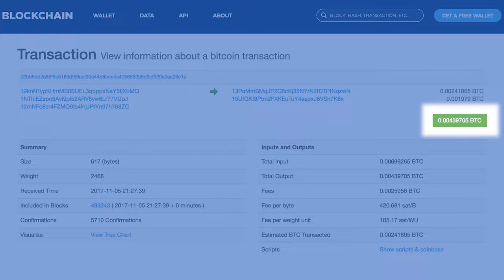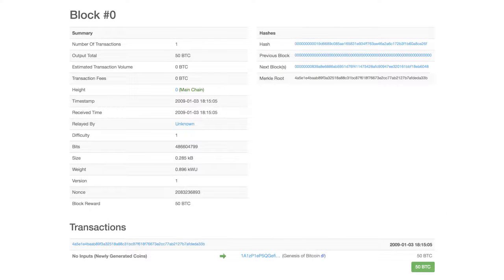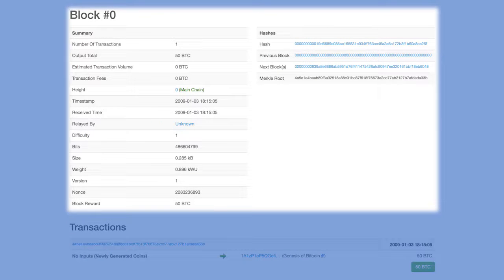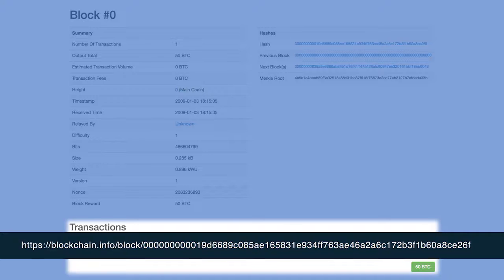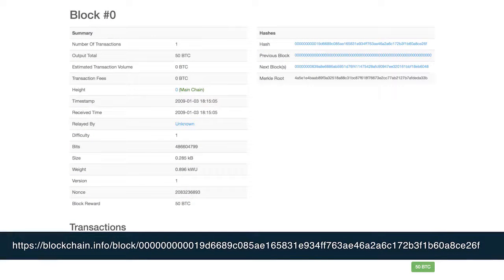Let's now move on to learn about a block. As you can see, a block is composed of a header of information about the block and a set of valid transactions. At first, we'll examine the Genesis block. It's available at this link. We introduce this block number 0 for posterity's sake. This is where it all began.